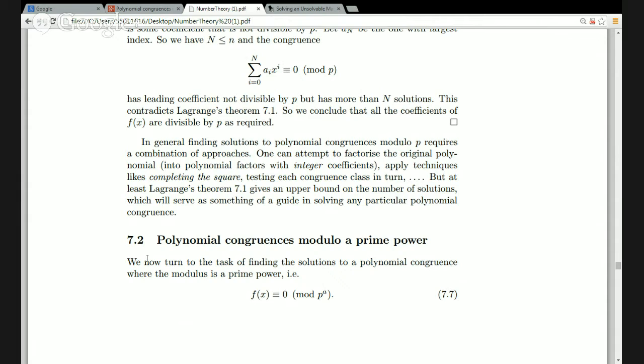So we've been investigating these polynomial congruences, and we're going to finish the story today, kind of. We've been investigating this general problem of solving f(x) congruent to 0 modulo n, where f is a polynomial with integer coefficients.